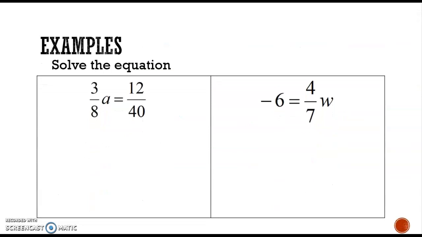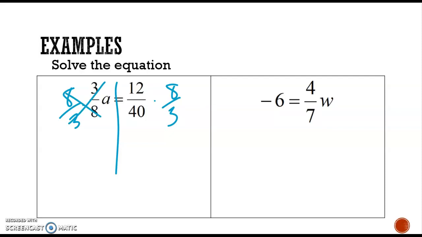Alright, so here's a few fraction ones. So if we put the line down the equal sign, these are fractions, so we need the multiplicative inverse. Since the 3/8 is next to the a, we are going to flip the 3 and the 8 to become 8/3. And same thing on the other side. And now we are multiplying. So these cancel out. And now we have two fractions that we're multiplying.